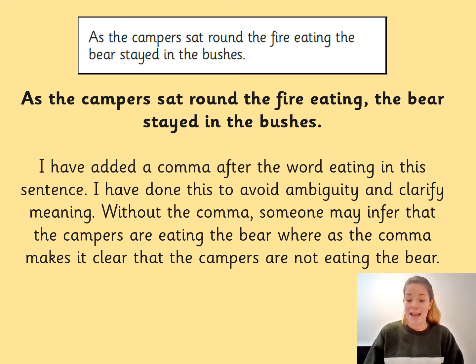Okay, so we can see here how we have used a comma to avoid ambiguity. So we've not left something open to interpretation, it's not got more than one meaning. So I'd like you to have a go at activity 2, which is on the blog and it's titled Adding Commas, and then come back to this video for our final part of today's lesson.